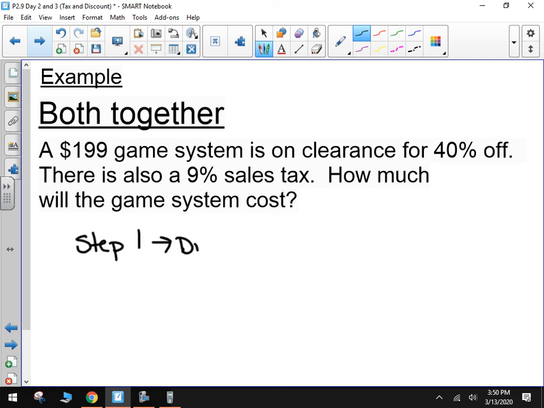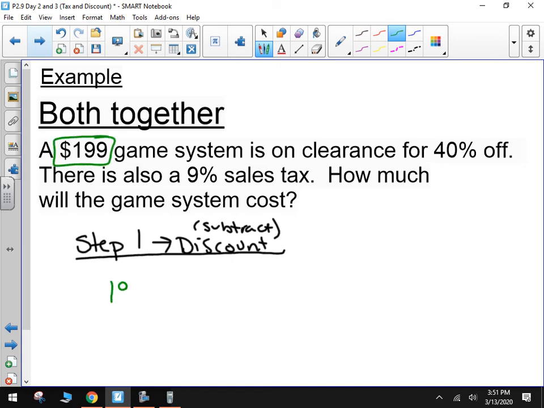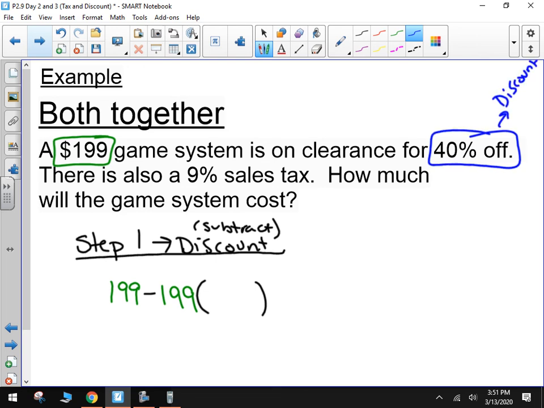So I take the price, which is $199, and I'm going to subtract my price again, and we multiply it by the discount. So if I read this, a $199 game system is on clearance for 40% off. The off, again, tells me that it's my discount. And I can't use a percent, so I have the decimal there, and I move it 2 spaces to the left, so it becomes 0.40 or 0.4, it doesn't matter. And when I type that in the calculator, my answer comes out to be $119.40.